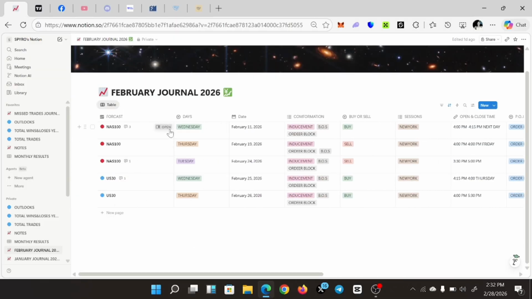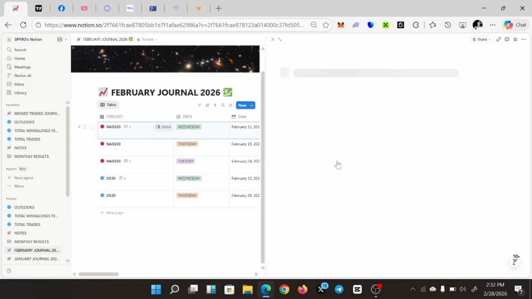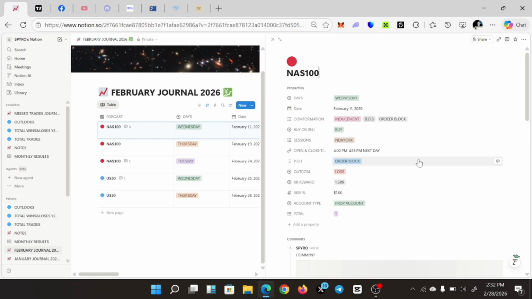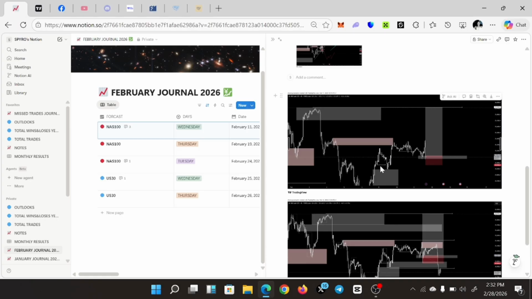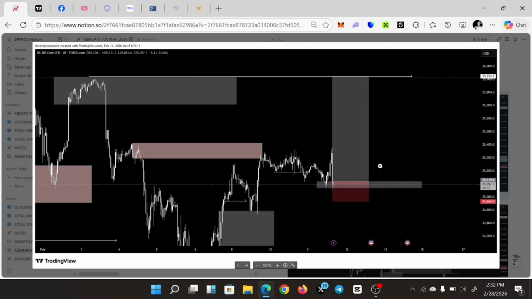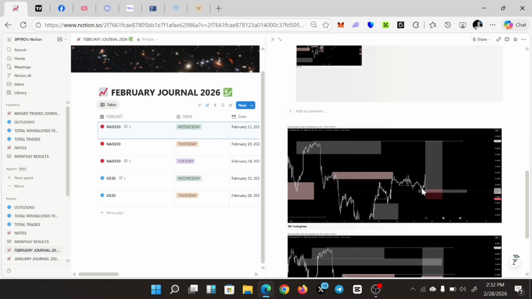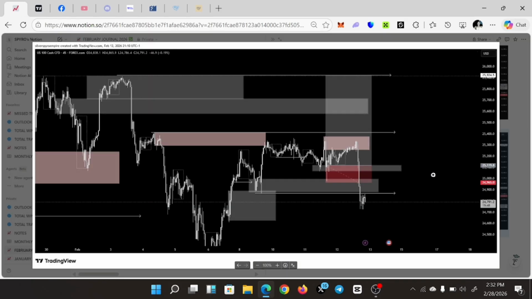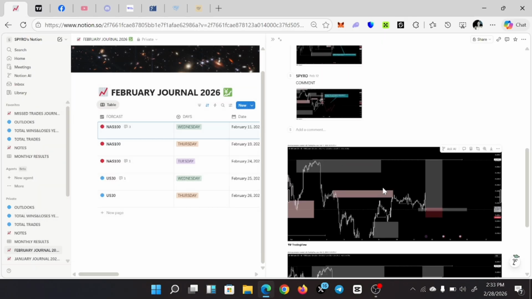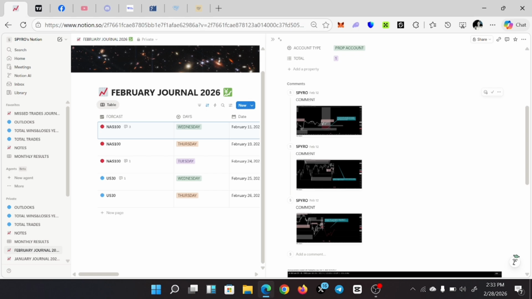Let's see the ones I traded well and the ones I made mistakes on. The first trade was on NAS 100, which was a buy. This is when the trade triggered me, and this was after the trade stopped me out. So that was a loss. But I have a comment on this trade. Let's see if the trade was a good one or if I made a mistake on that trade.